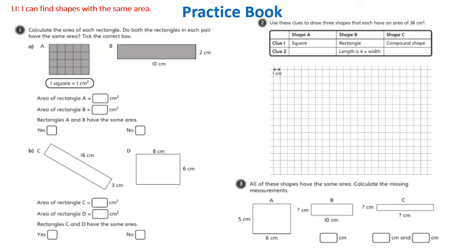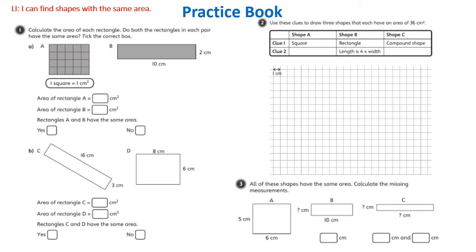So calculate the area of each rectangle. Do the rectangles in each pair have the same area? So this is very similar to that last question that we've done. A, you have to count the squares for the length and the width and then times them together. B, you've got those numbers given to you. You know the length is 10 and you know the width is 2. So you just need to times those together.